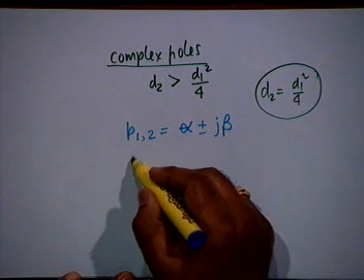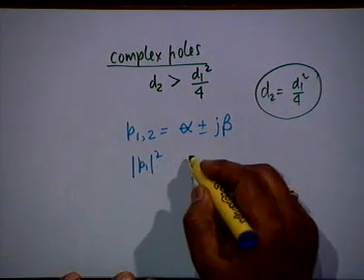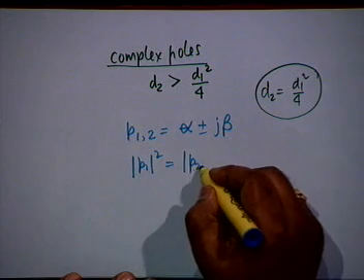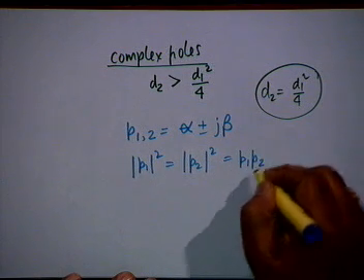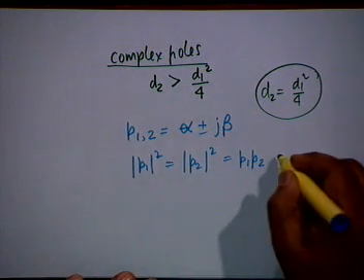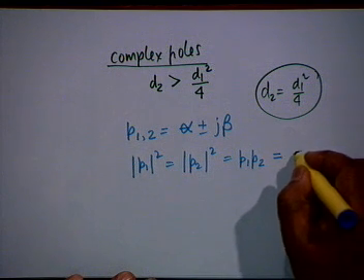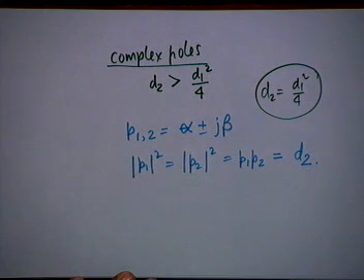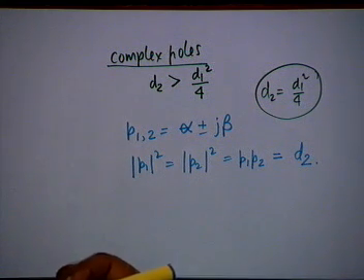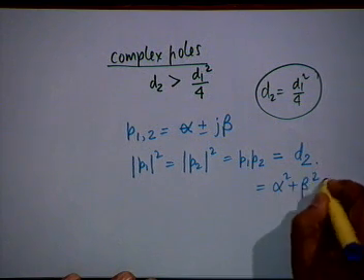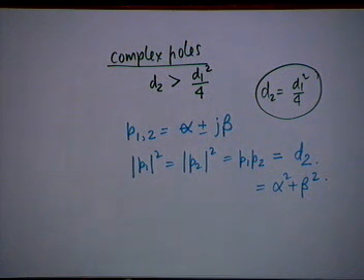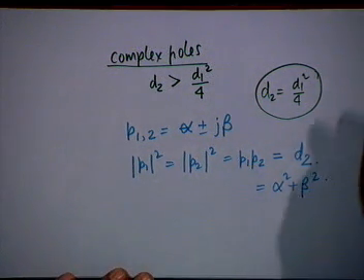Okay? Then magnitude P1 squared shall be equal to magnitude P2 squared shall be equal to P1 P2. Agreed? And that is equal to d2. Right? P1 P2 is equal to d2, and that is equal to alpha squared plus beta squared. Correct. So, we have taken care of complex poles. Now, let's see what real poles shall give us.